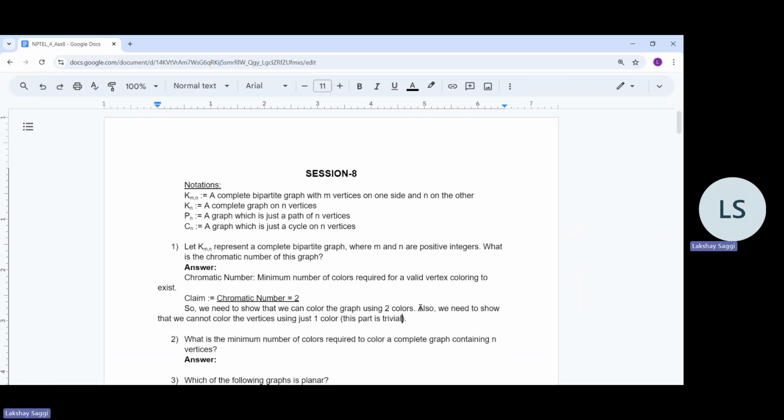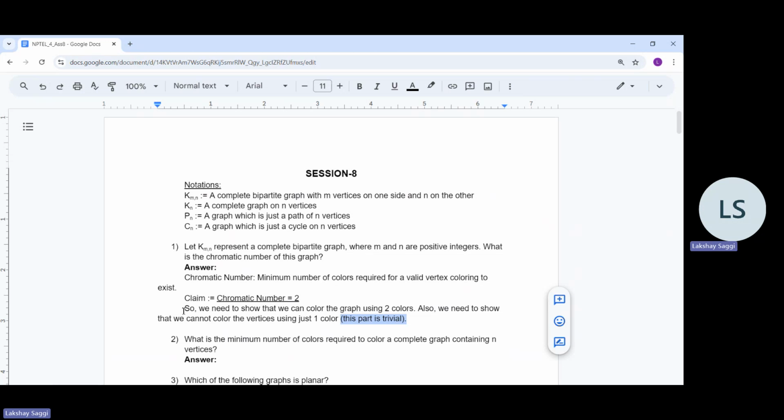And why is this trivial? Because we know that there are two vertices which are endpoints of an edge, right? So we know that both the endpoints should have different colors. So we always require at least 2 colors for a valid coloring to exist, if there exists at least one edge in the graph. Then both the endpoints of that edge should have different colors, right? But if we are just using 1 color, then both the endpoints will have the same color. And that's why it won't be a valid coloring. So that's why we cannot color the vertices using just 1 color. And this part is somewhat obvious and I don't want to write the explanation for this.